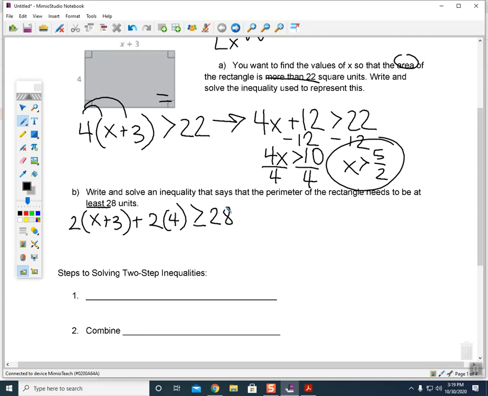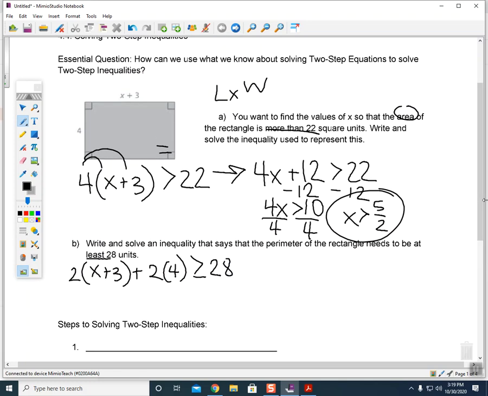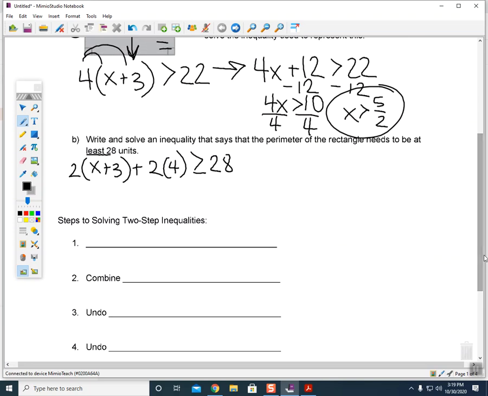Now, I wrote it with the times 2, right? Because if I look at my rectangle, I'm adding up the sides. I know that with a rectangle, opposite sides are the same, right? So this side is x plus 3, which means that this side is also x plus 3. This side is 4, which means that that side is also 4. So then I just multiplied them by 2, so then I have fewer steps.